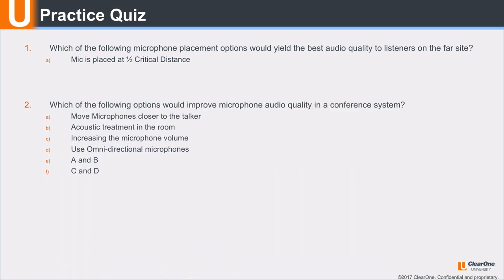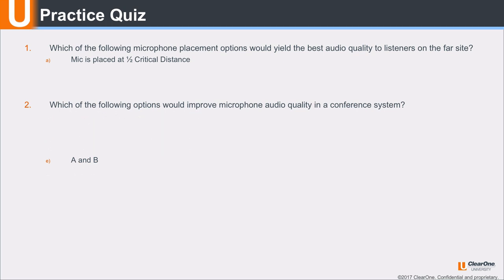Question 2. Which of the following options would improve microphone audio quality in a conference system? Is it A, move microphones closer to the talker, B, acoustic treatment in the room, C, increasing the microphone volume, D, use omnidirectional microphones, or is it A and B, or C and D?